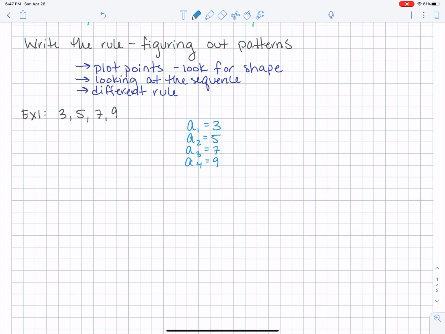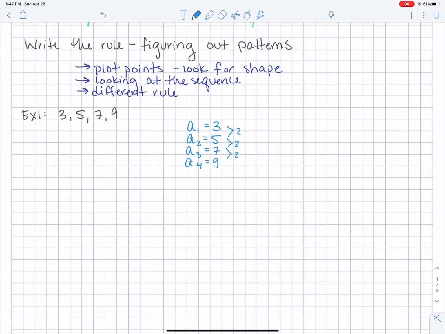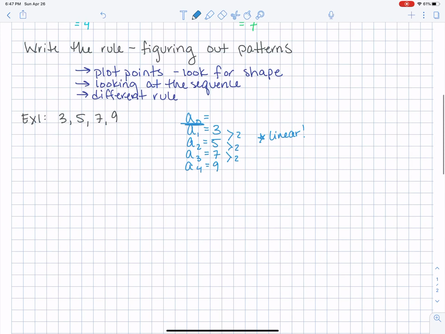Some of you might have seen this already. We can see that the difference between them is always 2, meaning that I know this is linear. This is a linear pattern going on. And if it's a linear pattern, I need to know my starting point, meaning a sub 0 up here. You can figure that out either way you like, but we know it's starting at 1. So it has a growth of 2, and it's starting at 1.